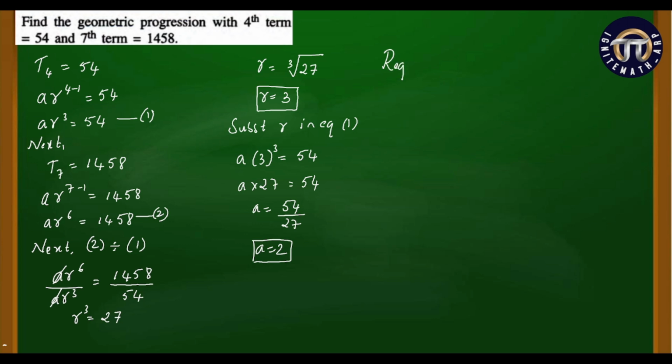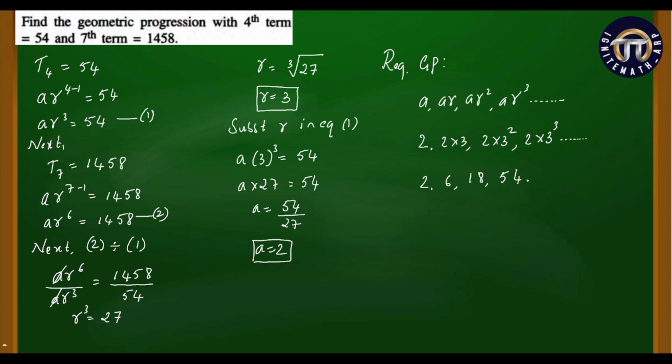So I can write the required GP is given by the terms A, AR, AR square, AR cube, and so on, because this is the general form of GP. So now A is what, children? 2, then 2 into 3, then 2 into 3 square, then 2 into 3 cube, and so on, because R is equal to 3. So I'll get it as 2, then 6, then 18, then 54, and so on. Clear, children? So this is our required GP.